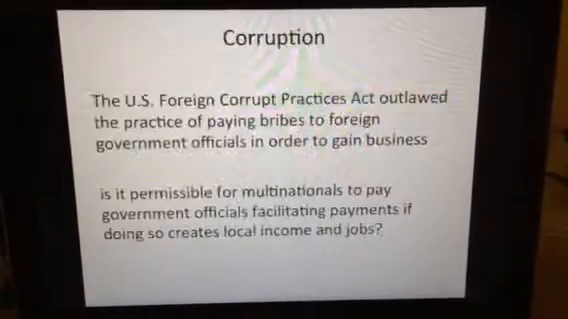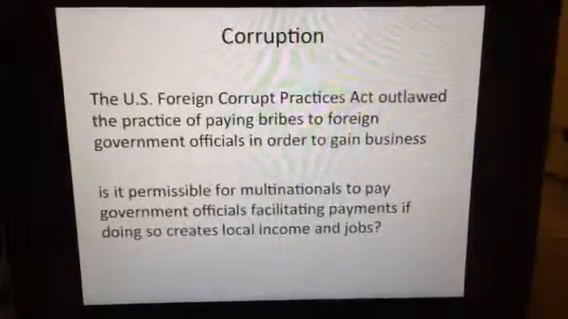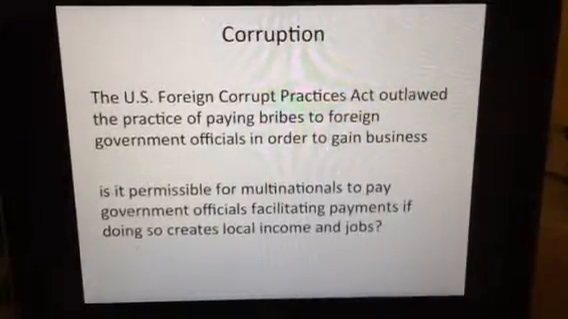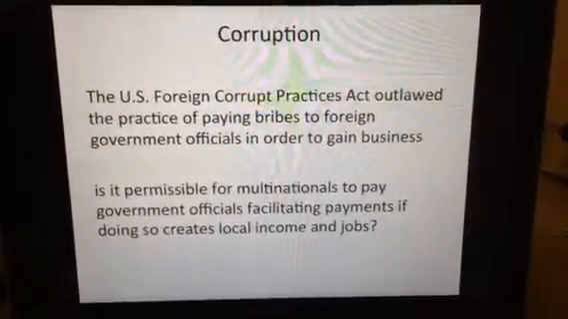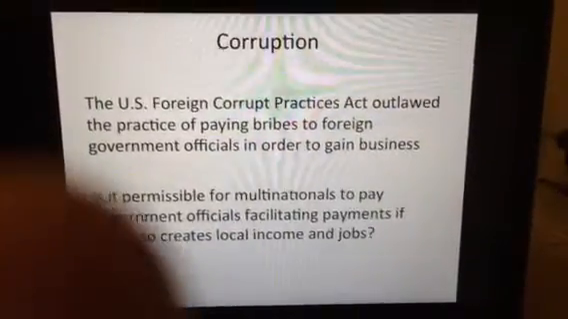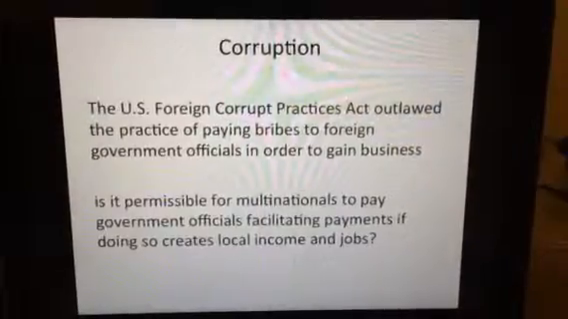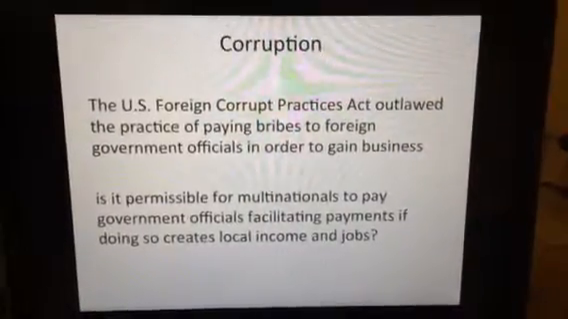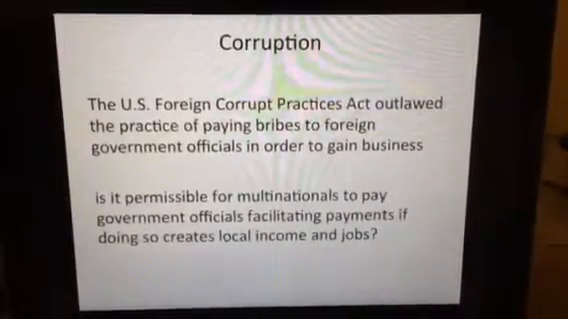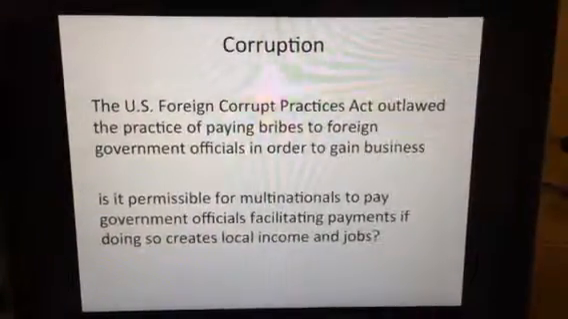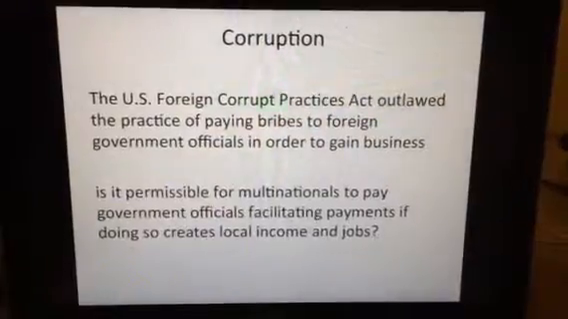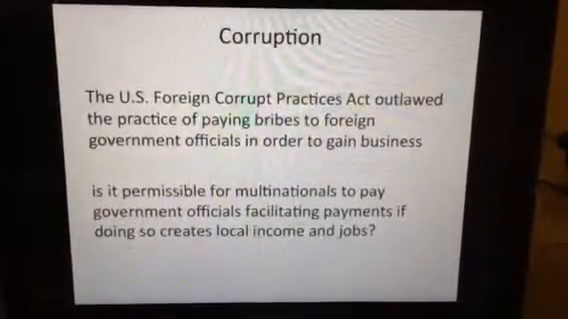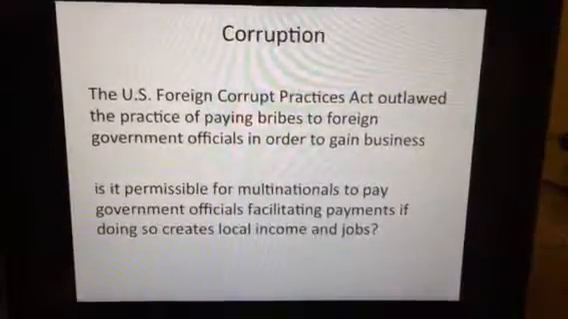Another ethical issue is corruption. The United States signed the Foreign Corrupt Practices Act that outlawed the practice of paying bribes to foreign government officials in order to gain business. And the real ethical issue is whether it is permissible for multinationals to pay government officials facilitating payments, if doing so creates local income and jobs.